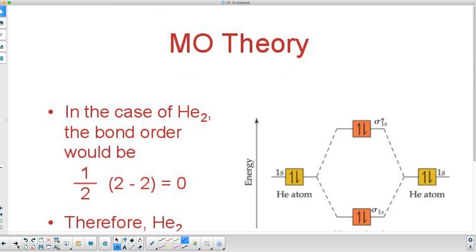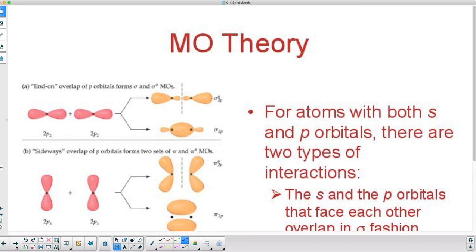So in the case of He2, it simply doesn't exist, for the reasons I just explained. Atoms with both S and P, now we get into some really complicated stuff. So I'm going to stop there, and if we need to answer questions like this, I'll do that in class. And for my online class, you won't be answering questions about that.